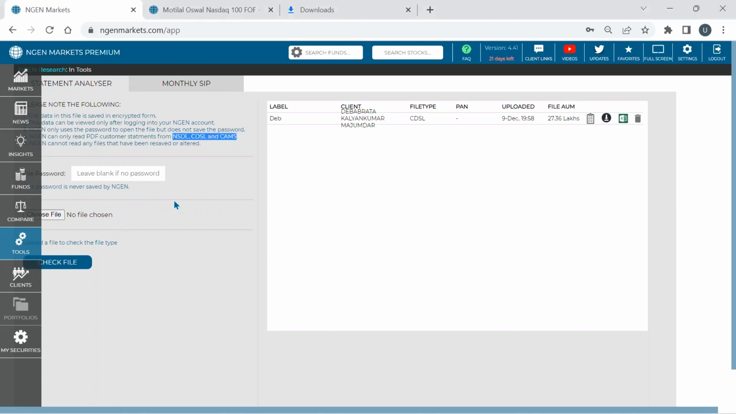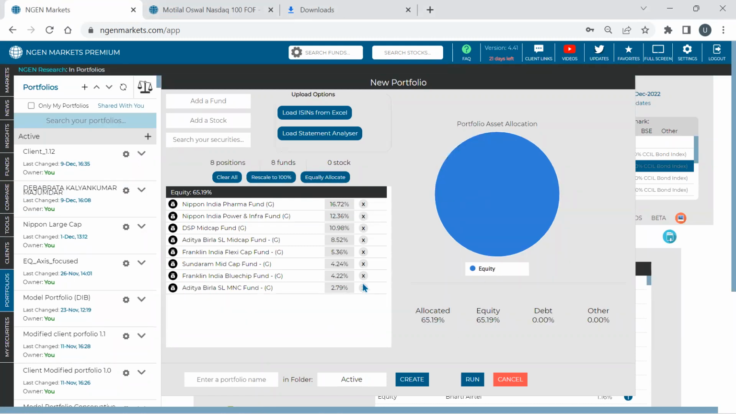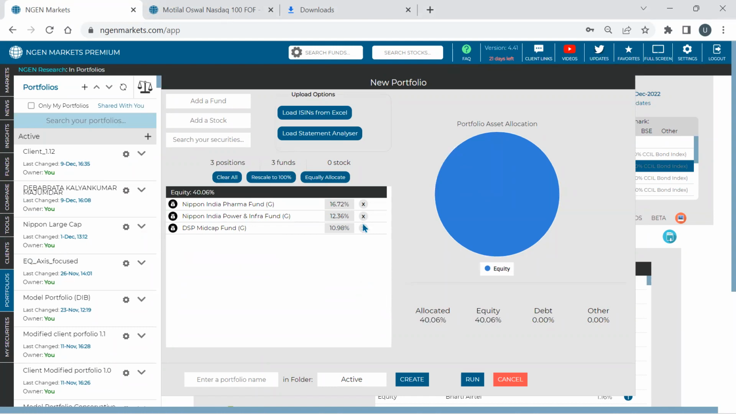Just start a new portfolio and add 2 funds. So basically, imagine if the client portfolio has 2 funds and a corporate bond. Yeah, okay, so there's 2 funds here. Now, maybe 80% of the portfolio is mutual funds and 20% is corporate bonds. So corporate bonds you can't put in here because we have no way of back testing them. What you can do is you can rescale them to 100.